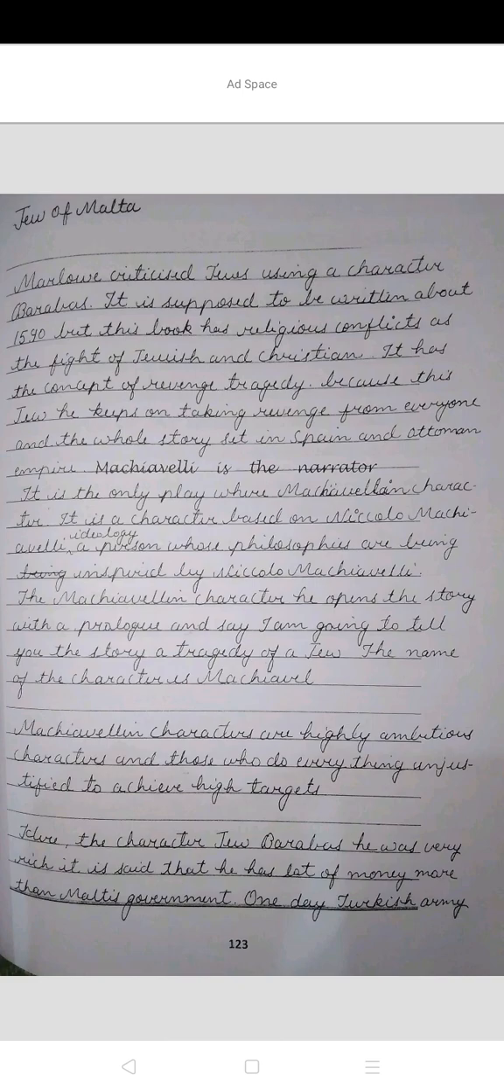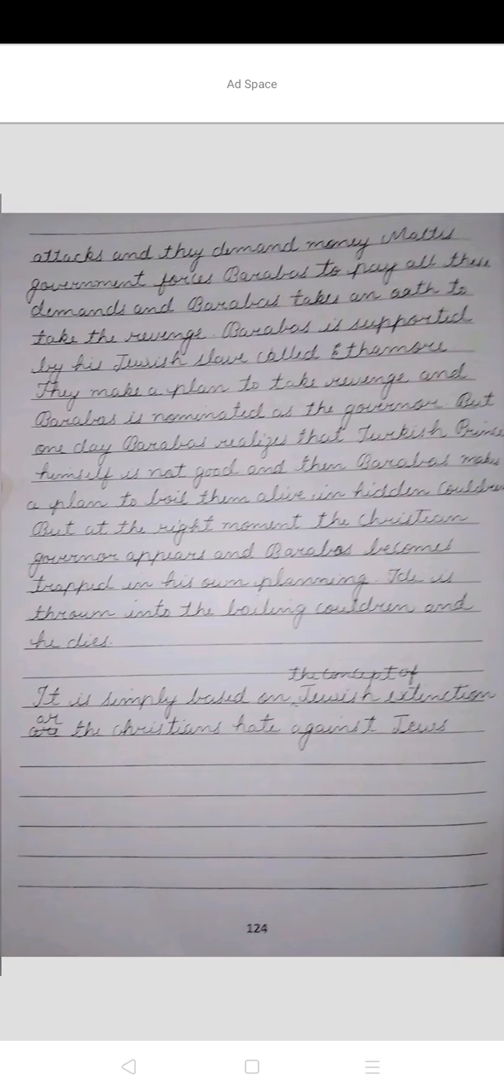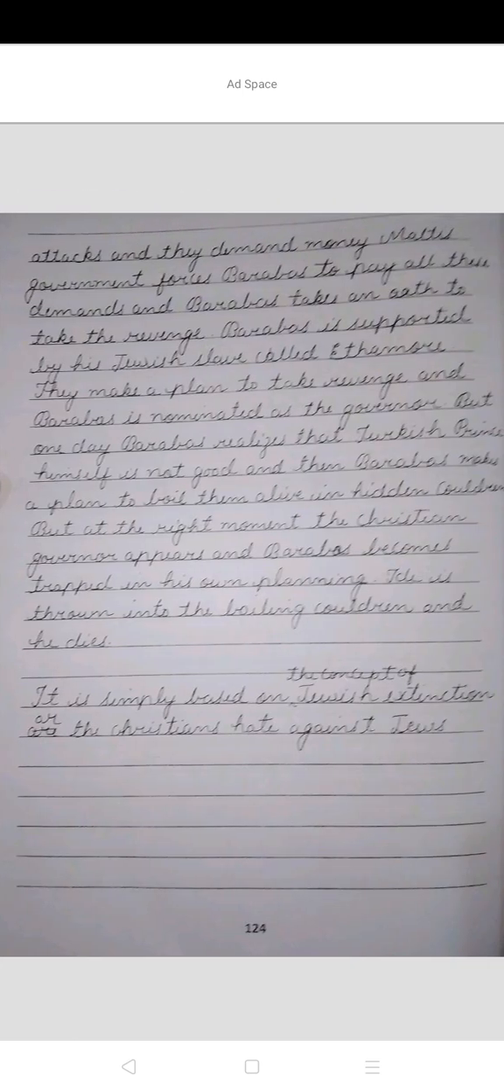Here the character, the Jew Barabas, was very rich. It is said that he has a lot of money, more than the Maltese government. One day a Turkish army attacks and they demand money. The Maltese government forces Barabas to pay all these demands, and Barabas takes an oath to take revenge. Barabas is supported by his slave called Ithamore. They make a plan to take revenge, and Barabas is nominated as the governor.